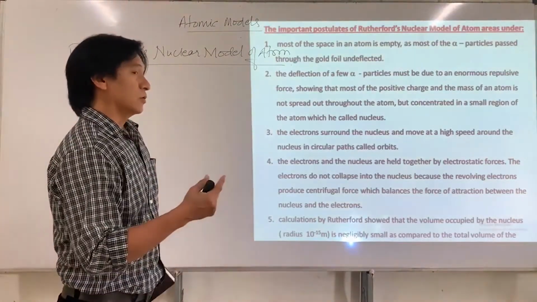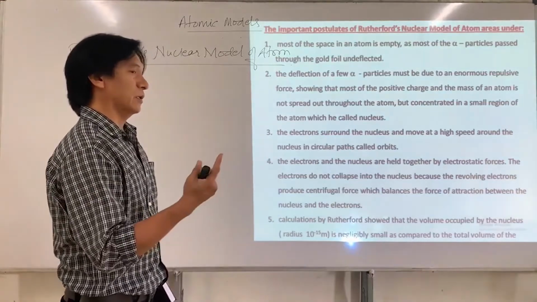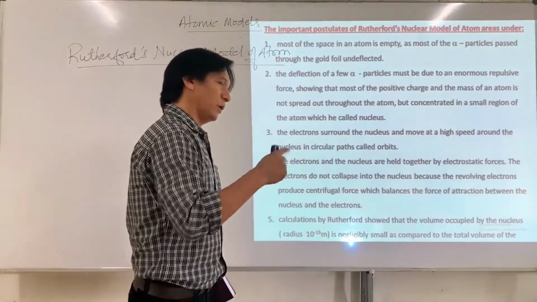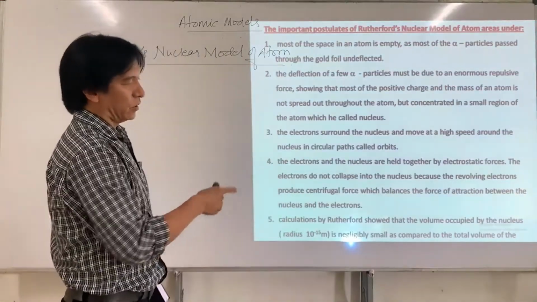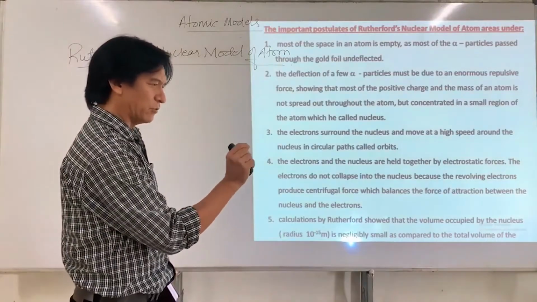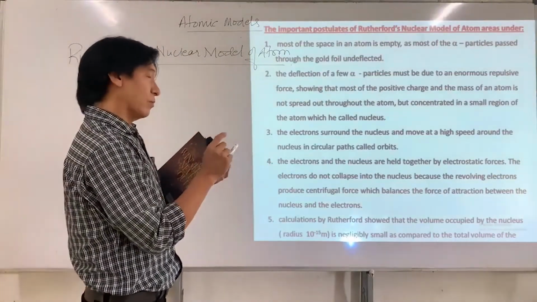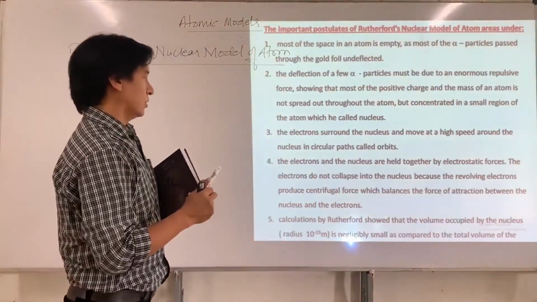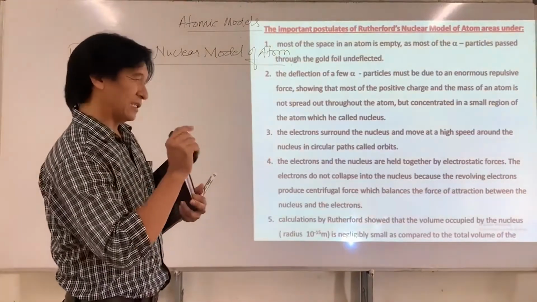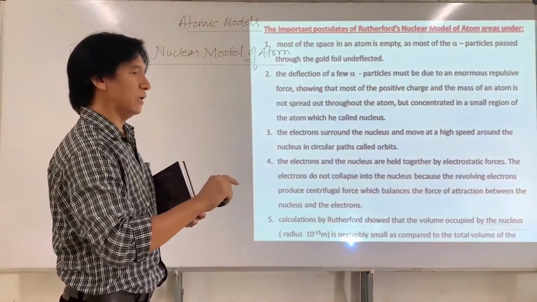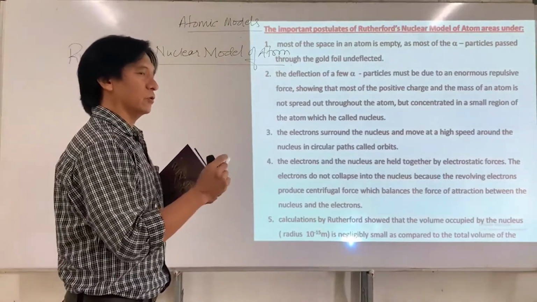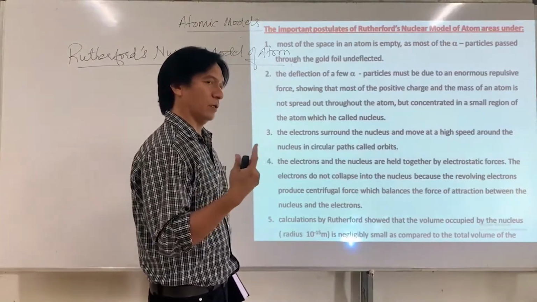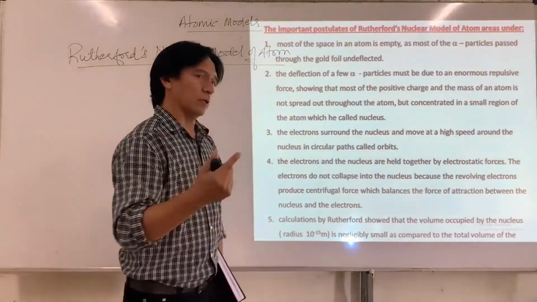So these electrons move around the nucleus in fixed circular paths called orbits, and they don't collapse or fall into the nucleus. That's because even though there is a force of attraction between the nucleus and the electrons, this force is balanced by the revolving electrons, which produce what is known as the centrifugal force. So the centrifugal force balances the force of attraction between the nucleus and the electrons, and that's why the electrons remain in the orbits, outside the nucleus, right?